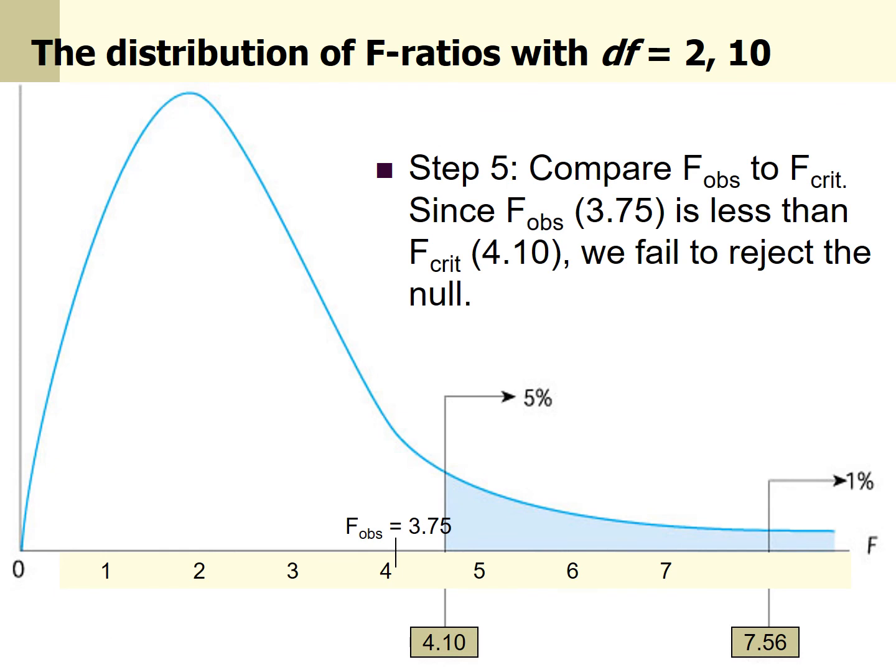So the last step is to compare the F observation score to the F critical score. Since the F observation score 3.75 is less than the F critical score, which is 4.10, we fail to reject the null. The conclusion is that there is no significant difference across Tylenol, herb, and aspirin groups in pain relief effect.